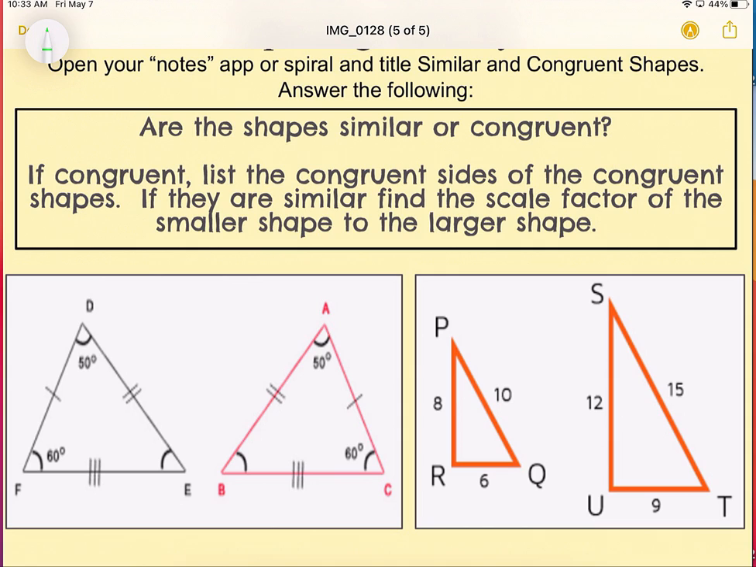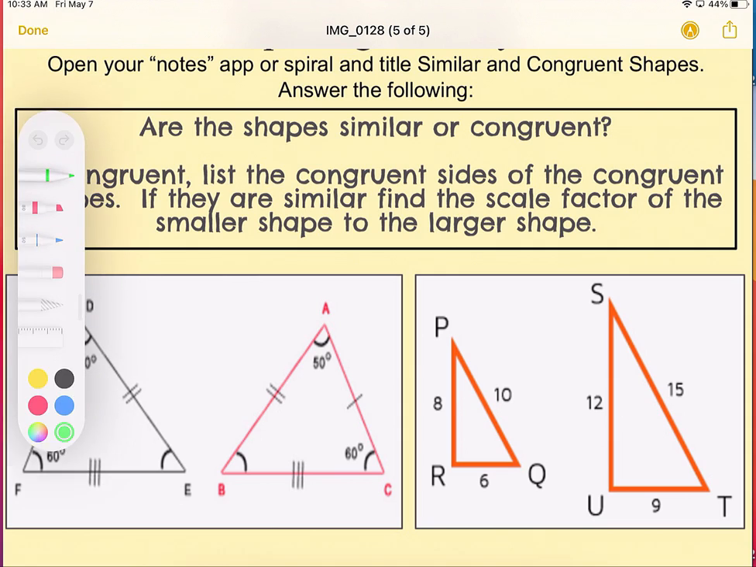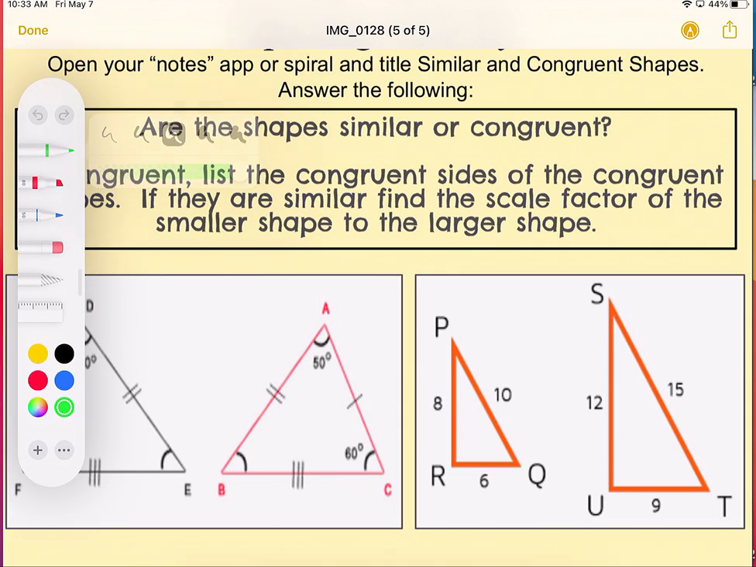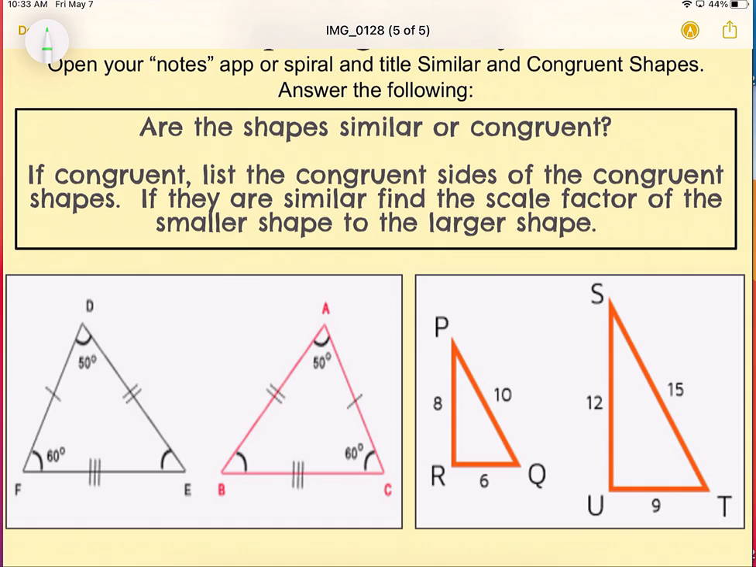All right, let's go ahead and see how you guys did. Okay, so if we look at our first set of shapes here, we do see that they are congruent. They are the same size and the same shape. So they are congruent. So we're listing the congruent sides.